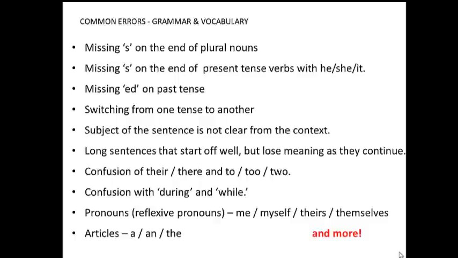So a missing S on the plural nouns, missing S on the end of present tense verbs with he, she and it, missing ED on a past tense, switching from one tense to another. Sometimes the subject of the sentence is not clear from the context, and you can go through and read the last problems as well. And there are more errors. So, do you make any of these mistakes? Do you make other mistakes?